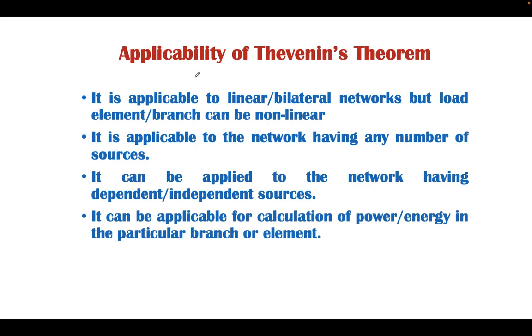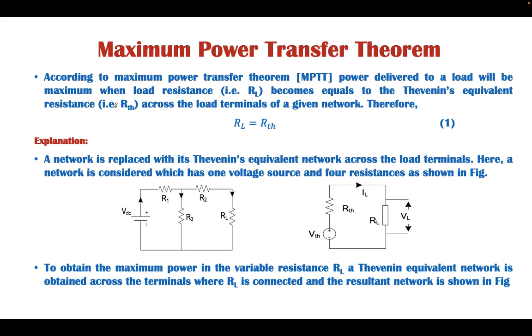Now the applicability of Thevenin's theorem: it is applicable to a linear bilateral network, but the load element branch can be non-linear. Since at the very first we have to remove the load resistance, it doesn't matter whether the load is linear or non-linear, whereas the rest of the network should be linear. It is applicable to a network having any number of sources, just like Norton's theorem. It can be applied to a network having dependent and independent sources. It can be applicable for the calculation of power or energy in a particular branch or element. Now the next theorem, an important theorem, is the maximum power transfer theorem.